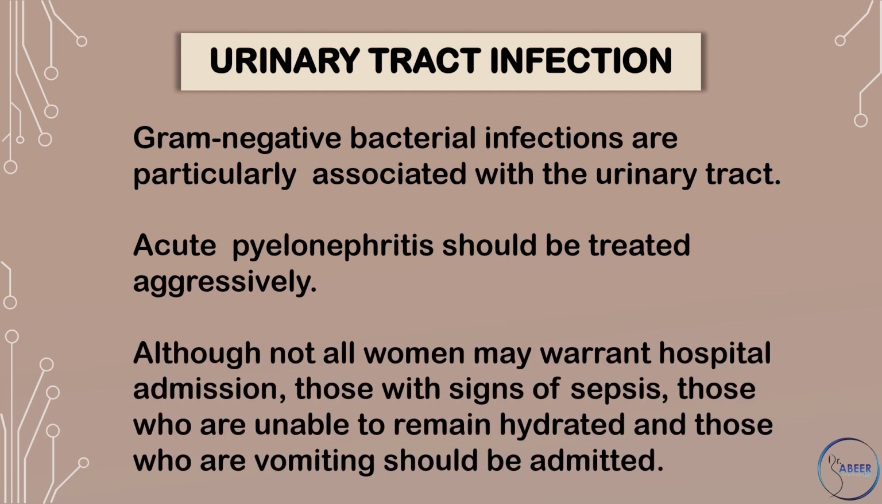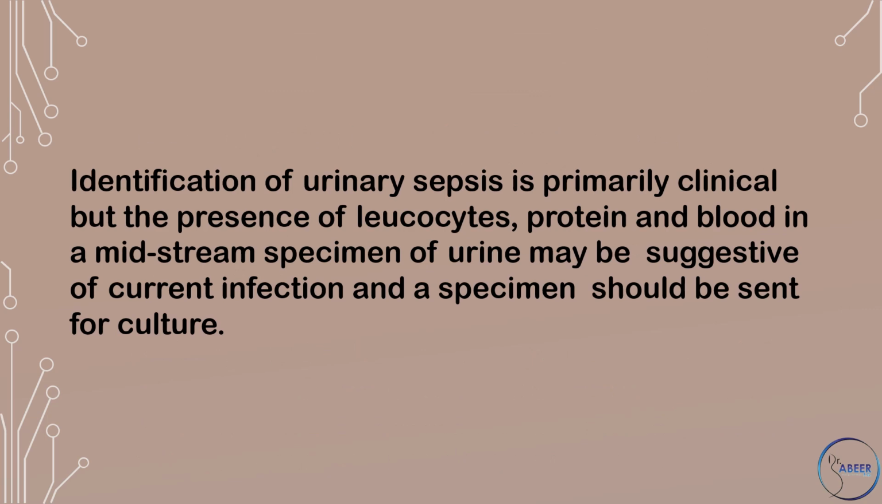Although not all women may warrant hospital admission, those with signs of sepsis, those who are unable to remain hydrated, and those who are vomiting should be admitted. Identification of urinary sepsis is primarily clinical, but the presence of leukocytes, protein, and blood in a midstream specimen of urine may be suggestive of current infection, and a specimen should be sent for culture.